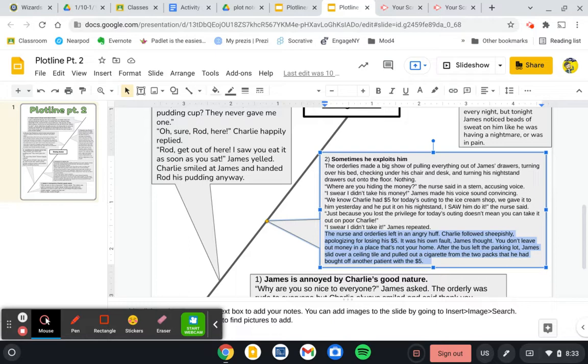After the bus left the parking lot, James slid over a ceiling tile and pulled out a cigarette from the 2 packs he had bought off another patient with the $5.